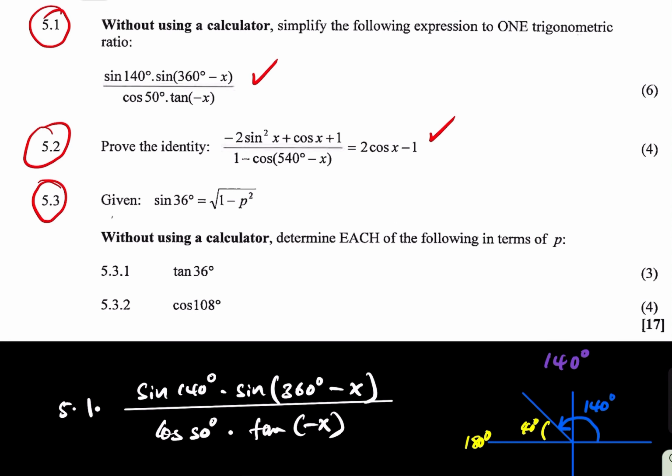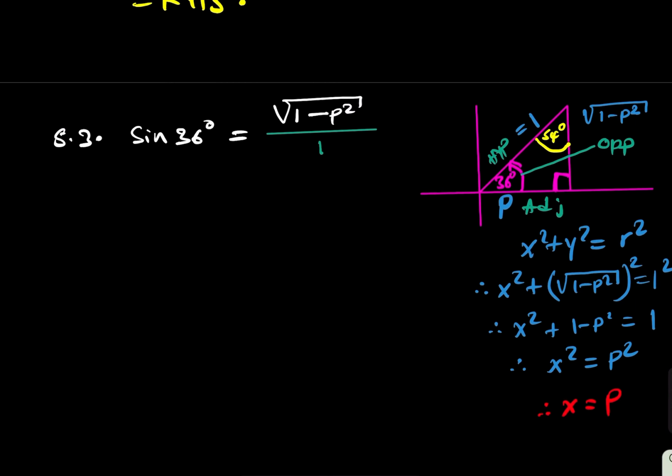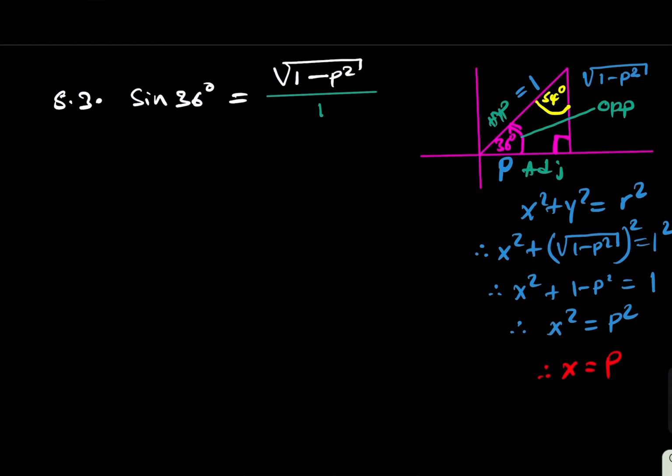Let's check 5.3.1. What are they saying? They are giving you 3 marks after all, and that is the tangent of 36 degrees. So I'm going to write that to say 5.3.1. We want to find the tangent of 36 degrees. What is a tangent?